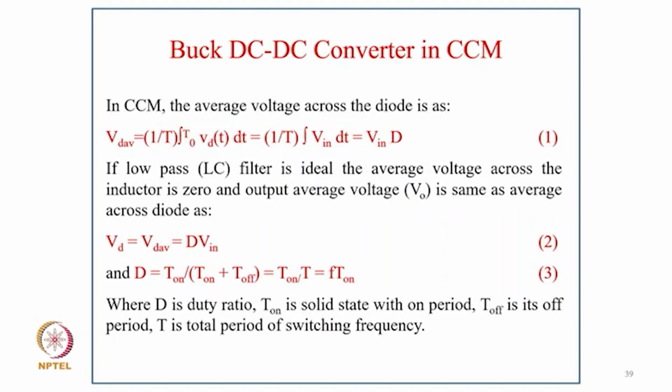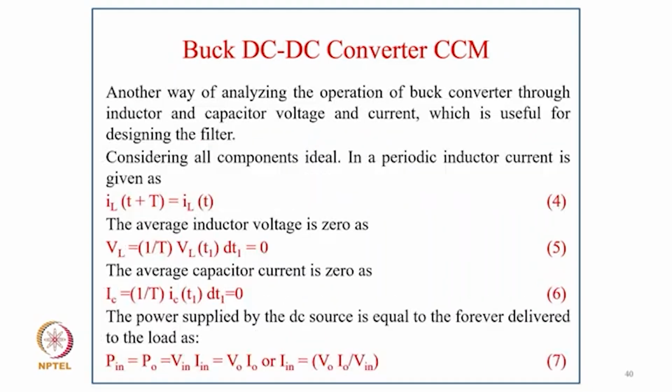So Vd equal to Vd average or equal to Vd in, and d equal to T on upon T on plus T off, or T on upon T, or equal to F into T on. So d is the duty ratio, T on is the solid state switch on period, T off is the off period, and T is the total period of the switching frequency.